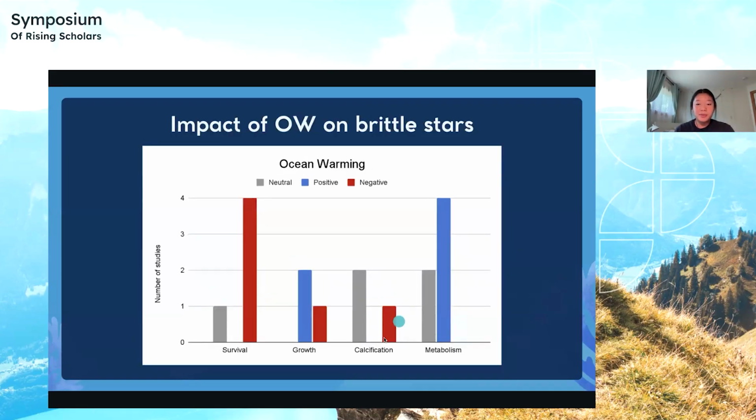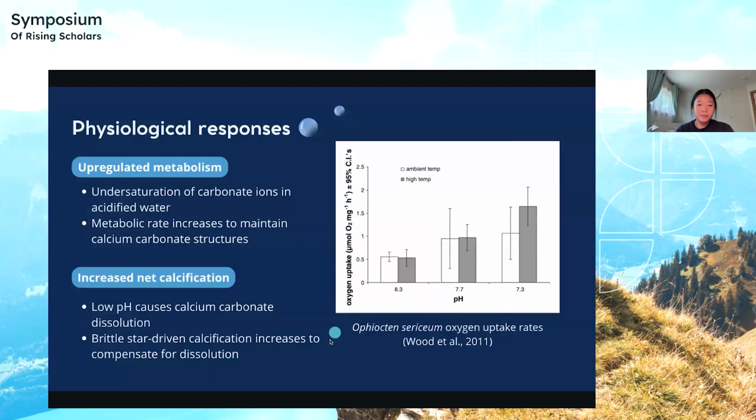In terms of ocean warming, survival was negatively impacted. Calcification was also negatively impacted. Growth was neutrally or positively impacted, and metabolism was positively impacted. So I'll talk about the physiological responses and the behavioral responses that were researched.